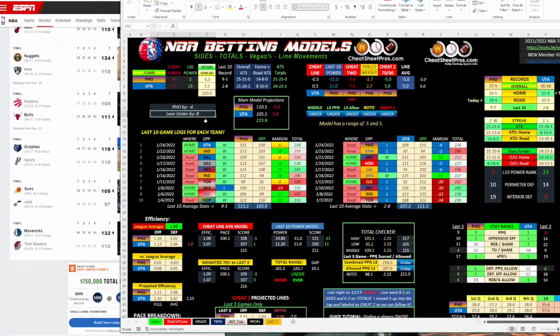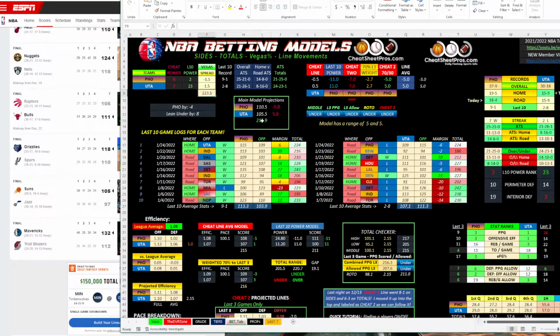Now, if you're looking at the differences, you see lean under by 8. 223 is quite a bit for a game with Utah and Phoenix in it. So just past experience, that kind of jumps out at me as kind of an under play. We've got it at 216, 215.9. We're going to round it up to 216.